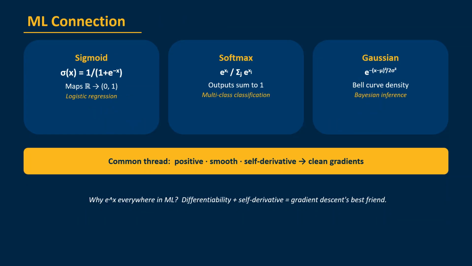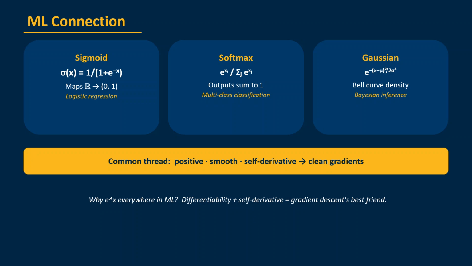Three of the most widely used formulas in machine learning are built directly upon the exponential function e to the x. Understanding why requires appreciating the structural properties that e to the x provides: strict positivity, smoothness through infinite differentiability, rapid growth, and, most critically, the self-derivative property.